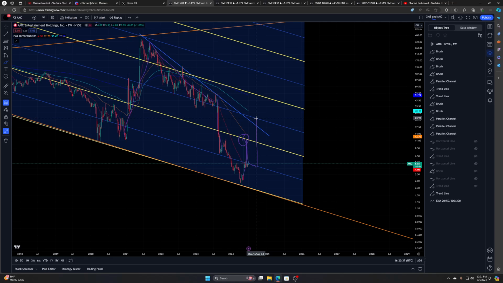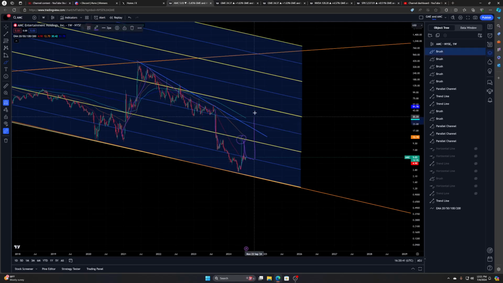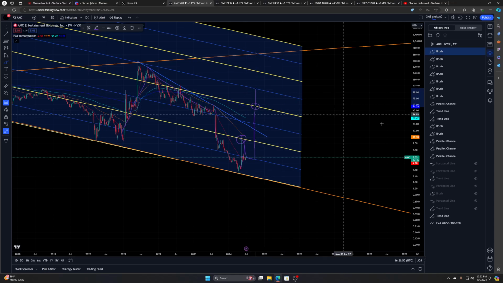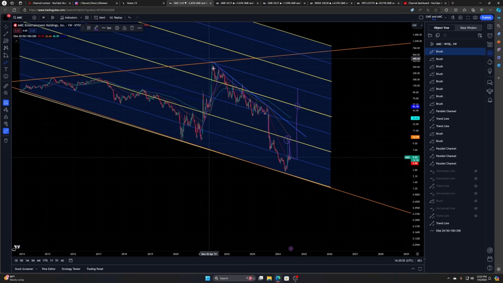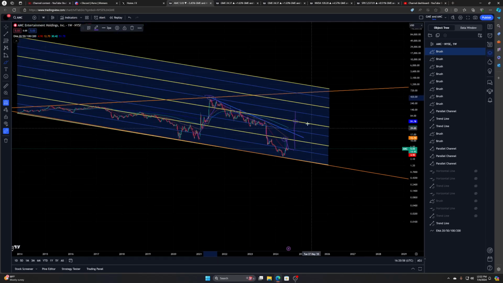So you'd come back up and test this trend, and then if that breaks, you're going up to the top of the next channel, which is at $52. Now, if $52 breaks, then you're going to the next midline, which was the peak in 2021. So that's a possible target, in my opinion.